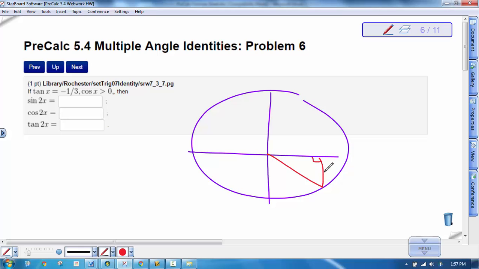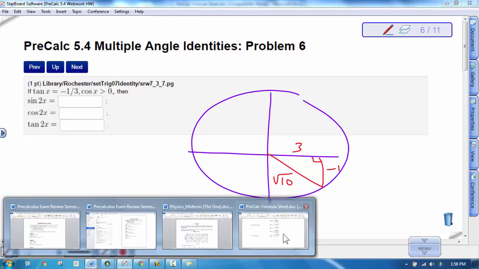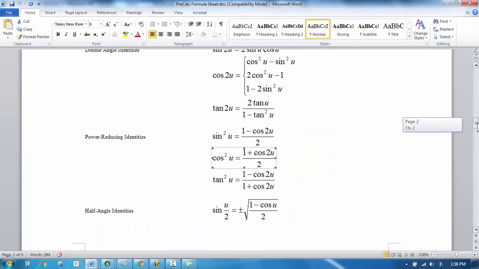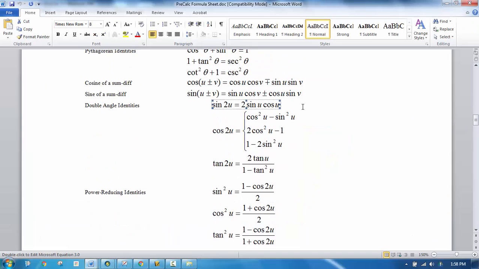And I can draw a reference triangle there then, where the tangent's opposite over adjacent. So I've got those sides. I can then use the Pythagorean theorem to get the hypotenuse. Hypotenuse would be square root of 10 then. And so now I can find the cosine of 2x, or the sine of 2x. The sine of 2x is on our formula sheet. So I can look at that real quick. Sine of double angle formulas right here.